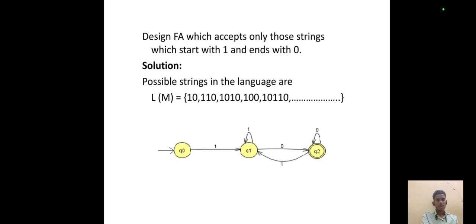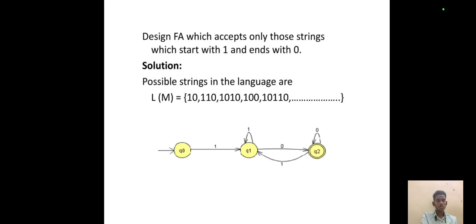Here, design finite automata which accepts only those strings which start with 1 and end with 0. The possible strings in the language are L(M) = {10, 110, 1010, 100, 1110}. And in this, the initial state is q0 and the final state is q2.